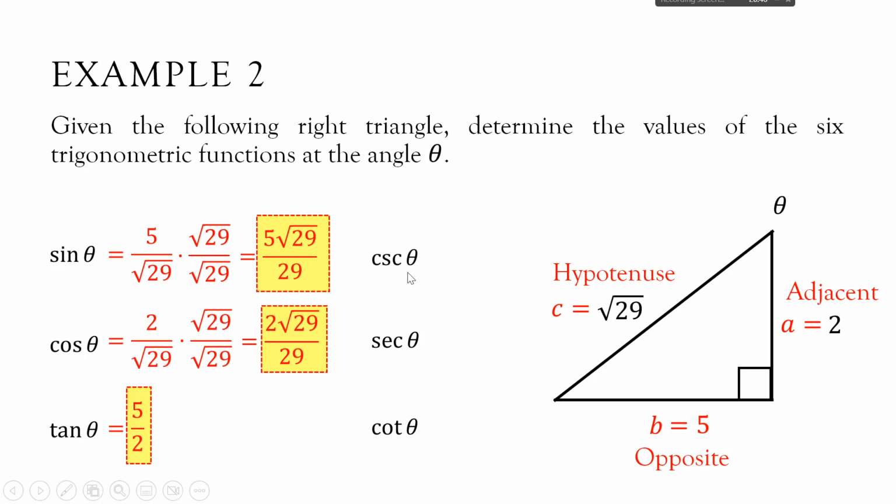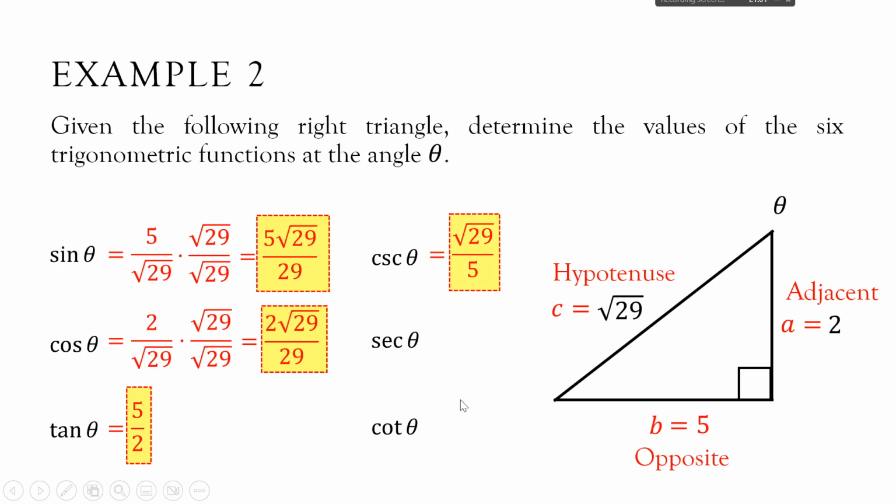Cosecant. Cosecant of theta, you can think of this as saying, well, this is the hypotenuse over opposite. What is my hypotenuse? Square root of 29. What's my opposite? 5. So I should be able to write this as square root of 29 over 5.